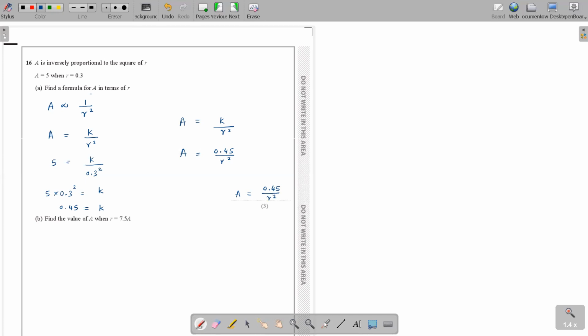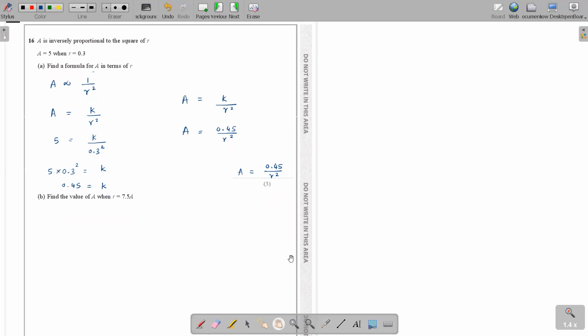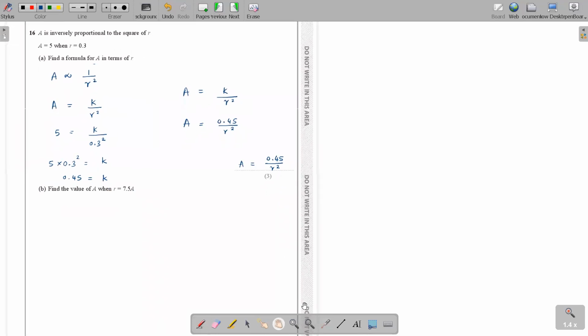This is what you need to show as the formula. If you get K and stop at this point, you would lose 1 mark. You need to find K, substitute the value of K and write the formula. So in the space for the answer, you must write the formula. The next one: find the value of A when R equals 7.5A.